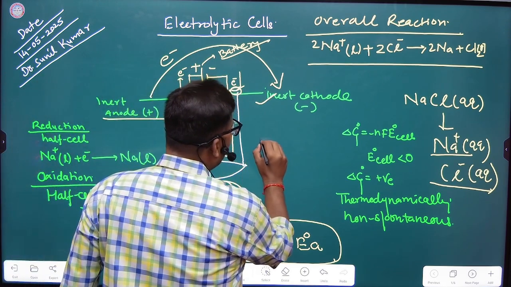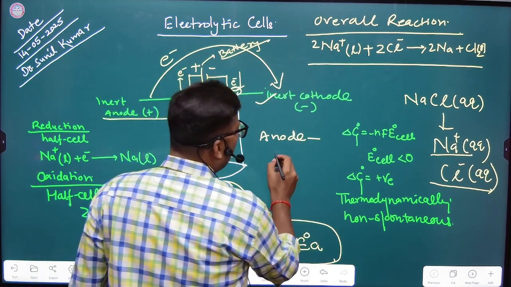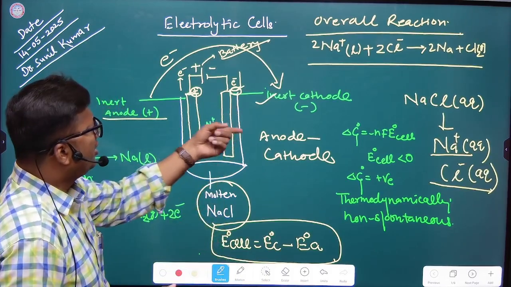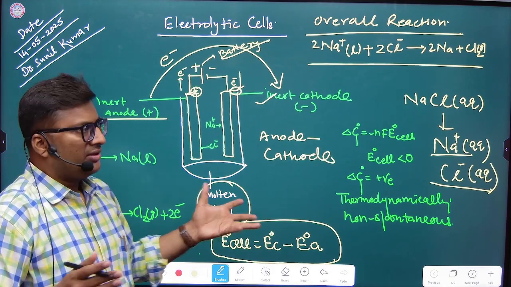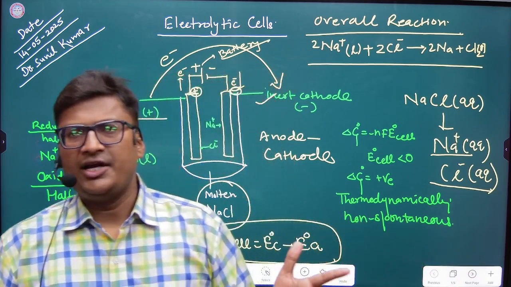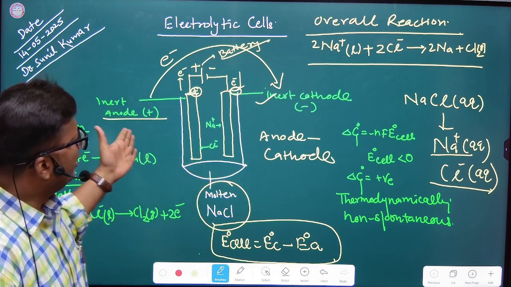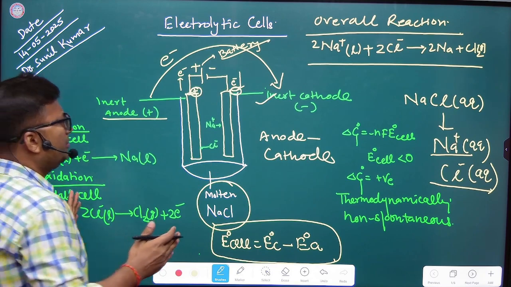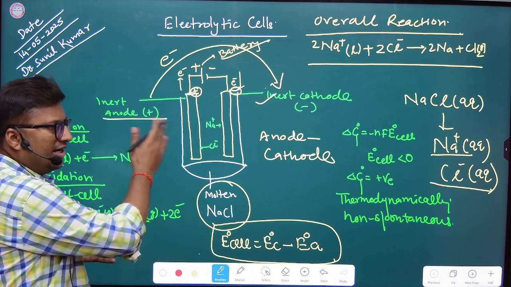So electrons are transferred from anode to cathode, right? So cathode is electron rich and anode is electron deficient. Now this kind of difference of electron richness and electron deficiency is neutralized or exchanged with cations and anions which are present in the molten NaCl or aqueous NaCl.